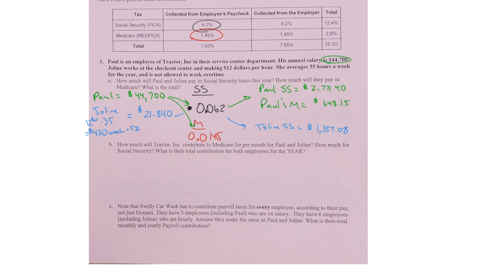Now I'm going to do the same thing with Jolene. So Jolene's Medicare. So I'm going to take 21,840. I'm going to times that by 0.0145. I'm going to get $316.68.